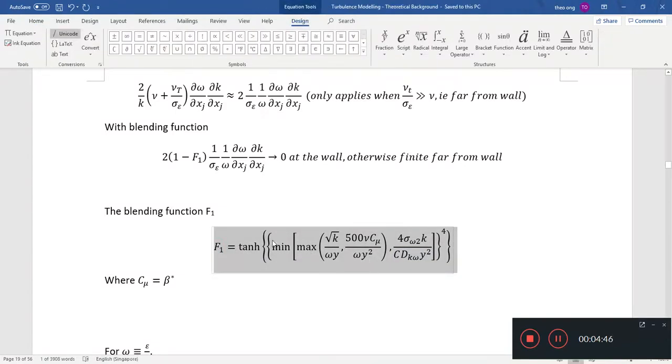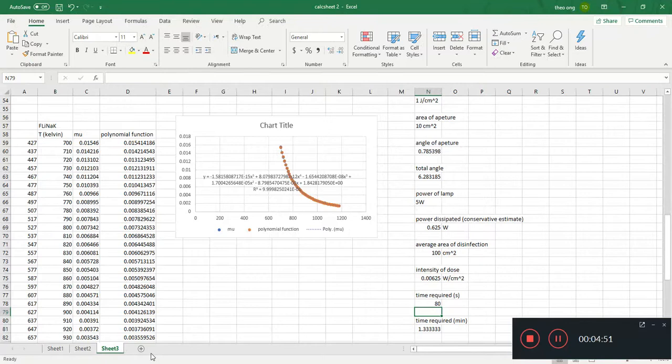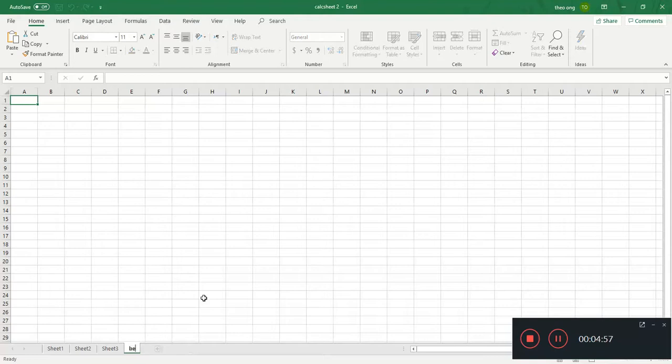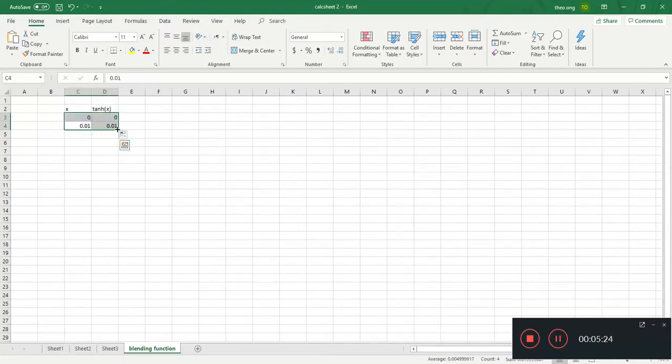It's a blending function, but the hyperbolic tangent is as such. We can just go to Excel and I'll just do blending function here. Okay, so x and then tangent x, hyperbolic tangent x. So we'll just plot a graph 0.01 and first hyperbolic tangent of this. Okay, and then we'll just quickly draw a chart in Excel.